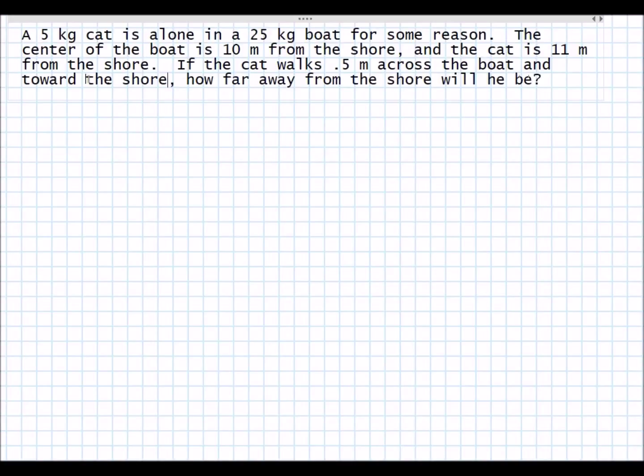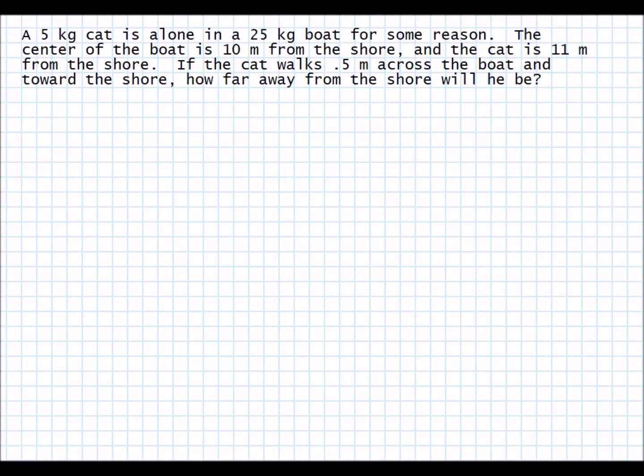Okay, so the key to solving this problem is going to be just a perfect picture. The picture is everything to help you get the equations correct. So let's start with that. Or well, before that, let's just mention that I really want the answer to be 10.5. Right? The cat was 11 and it walks 0.5 toward the shore.